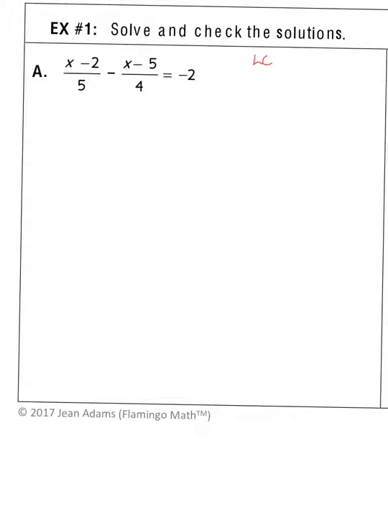So the LCM, or the LCD, I guess I'll use LCD, be consistent. They're both one and the same. So your LCD in this case is going to be 20. So I'm going to multiply every term by 20. And everything should cancel into this 20. So in other words, this 5 should cancel into 20 and disappear. This 4 should cancel into the 20 and disappear.